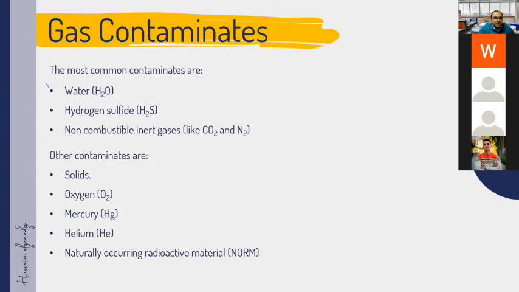And also the hydrogen sulfide may or may not exist. And by the way, when the hydrogen sulfide exists in the gas, we call this gas sour gas. And when there is no hydrogen sulfide in the gas, we call this gas a sweet gas.